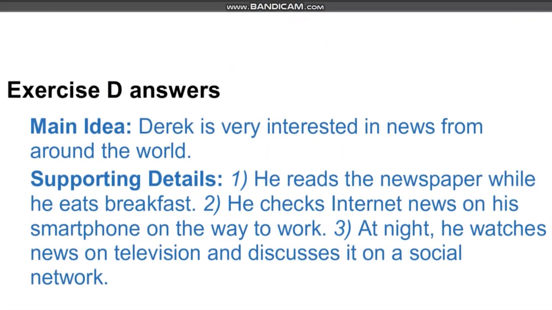As we see, the main idea is Drake is very interested in news from around the world. Supporting details: 1. He reads the newspaper while he eats breakfast. 2. He checks internet news on his smartphone on the way to work. 3. At night, he watches news on television and discusses it on a social network. So the main idea is that he is very interested in news, and those supporting details support the main idea.